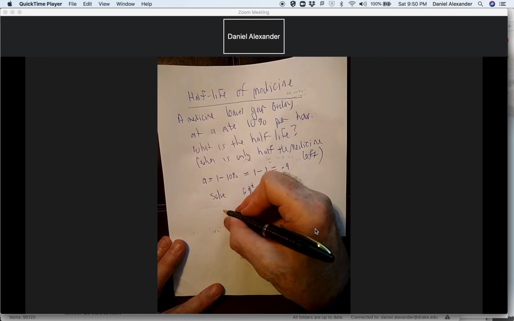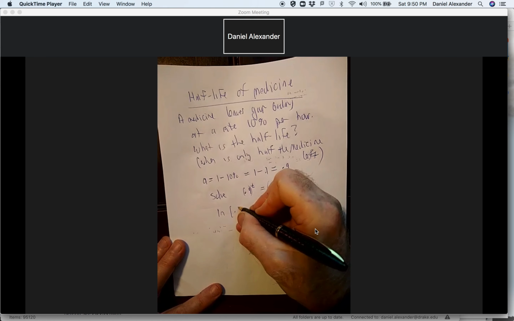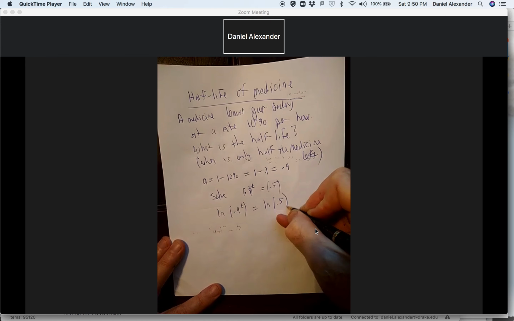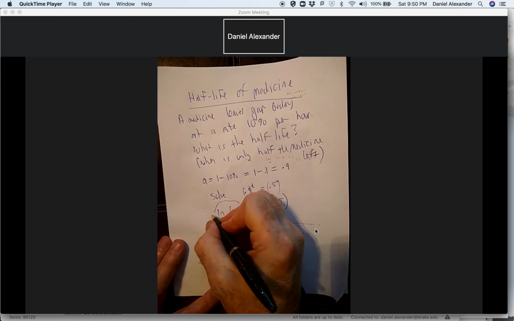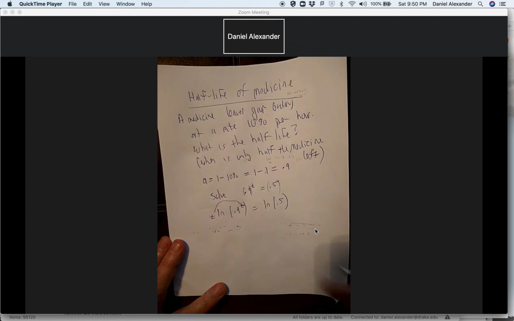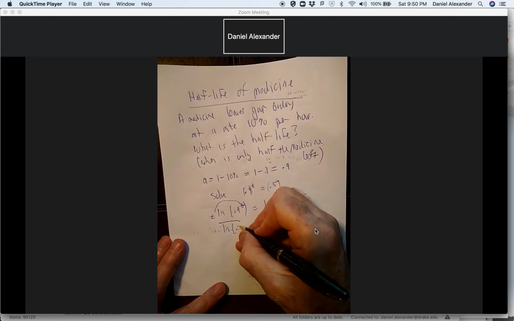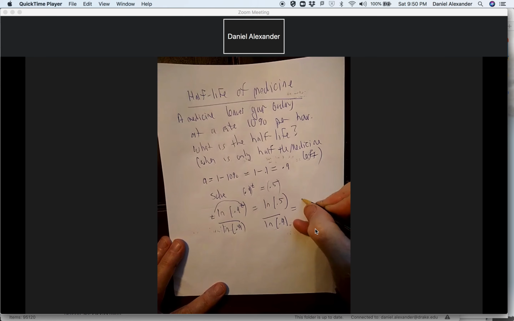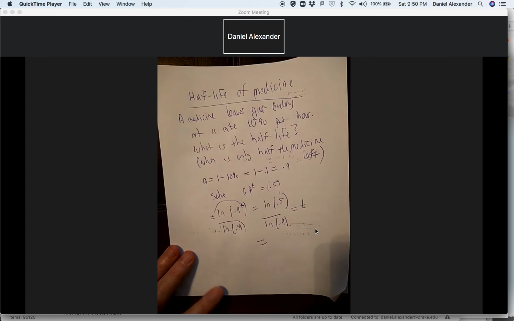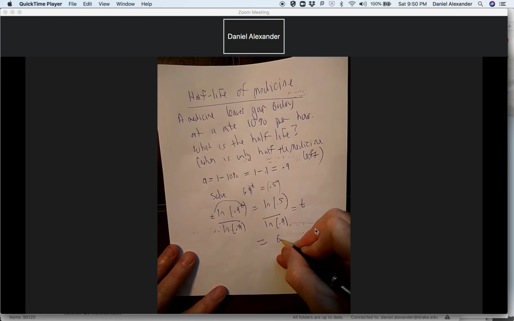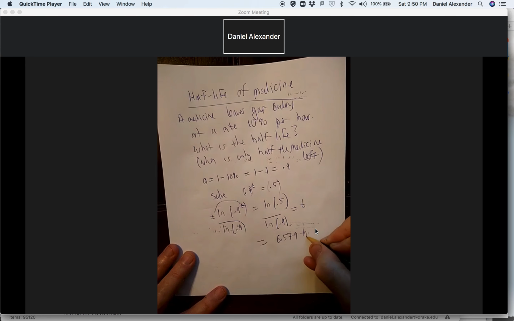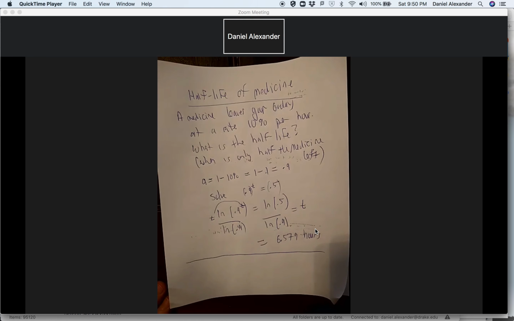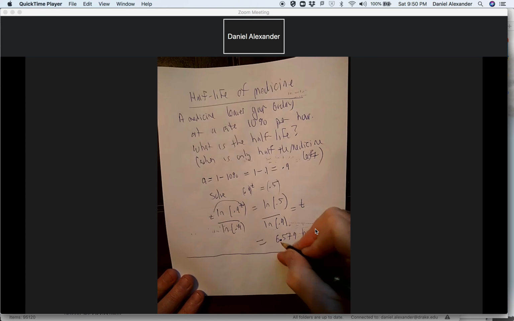So we take logs of both sides. Should be getting really good at this. Bring the t down. Divide both sides by the natural log of 0.9. And that's my t. I use my calculator, and what I got was 6.579 hours.